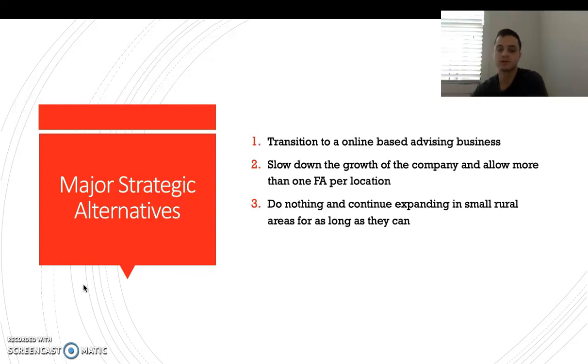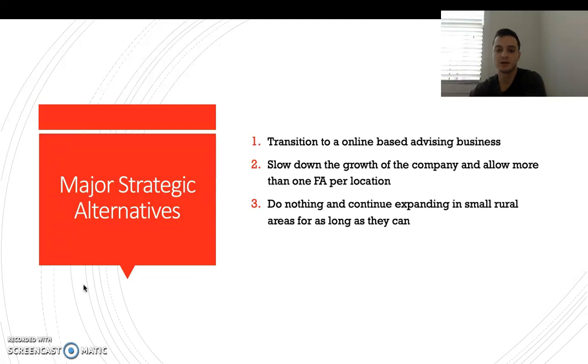So, some major strategic alternatives. These are my three that I came up with. They can transition to an online-based advising business, not a fully online-based advising business, but still an online-based advising business. They can slow down the growth of the company and allow more than one financial advisor per location.